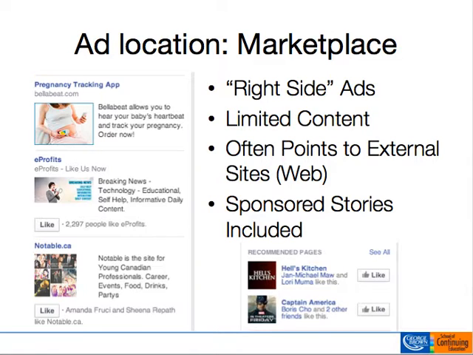Speaking of that right sidebar, that ad location on the right side of Facebook is called the Marketplace, and Marketplace ads are different than newsfeed ads, which we'll get to. Marketplace ads tend to be cheaper to buy overall. They also have lower conversion rates, much smaller images, are text heavy, and often drive to external sites, and the sponsored stories or social sharing components are automatically included. You can see that in the bottom left of the screenshot I have here, where you can look at notable.ca and then see Amanda and Sheena both like Notable. That's that social sharing component. Those two are my friends.